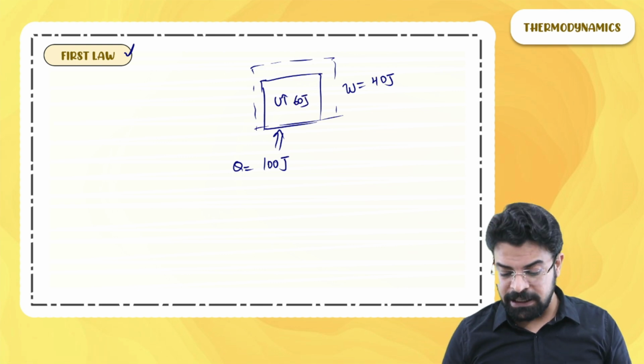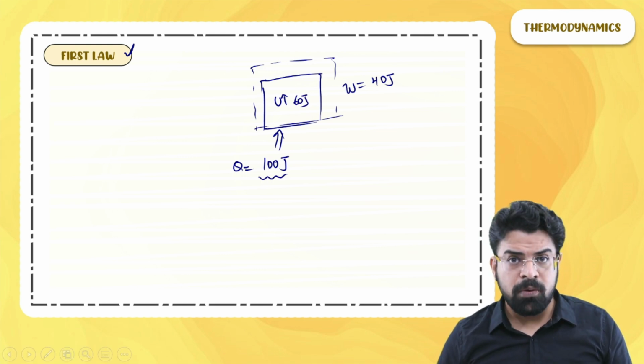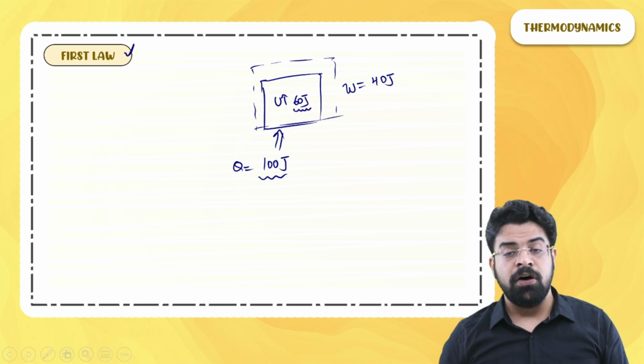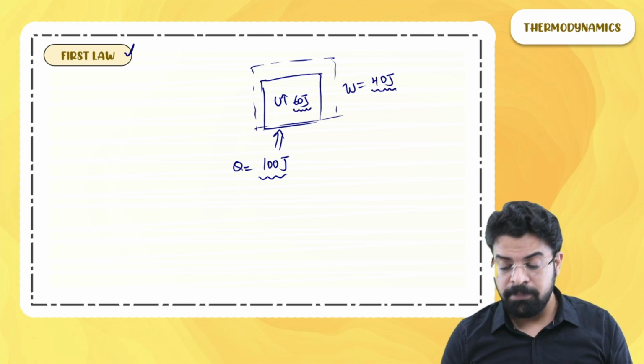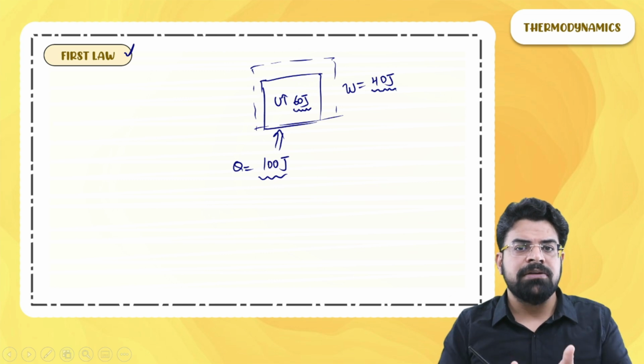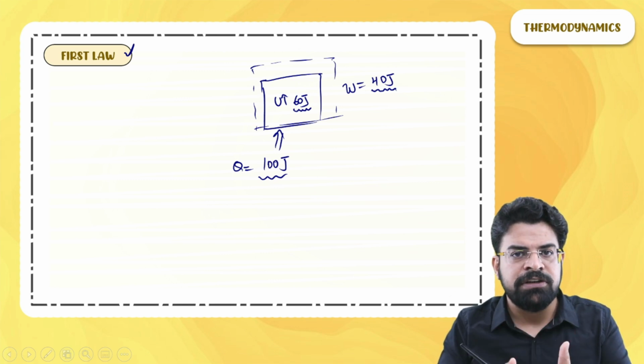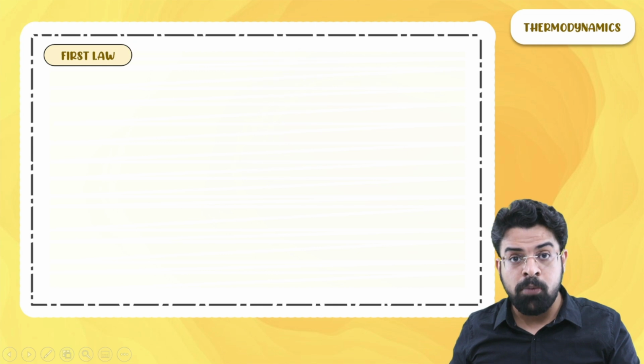So we can say the heat given to gas equals to the change in internal energy of the gas plus the work done by the gas. What have we used here? We have used essentially the principle of conservation of energy. Let's take one more example.